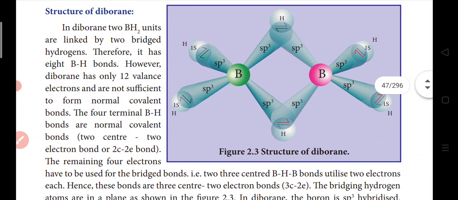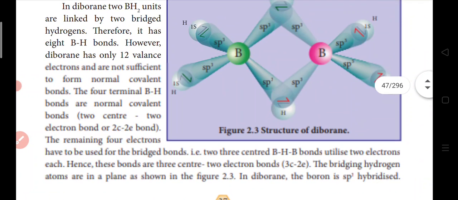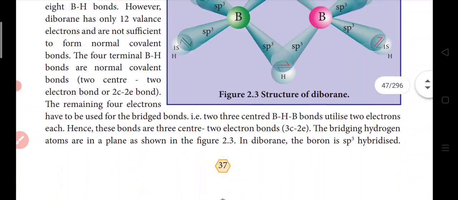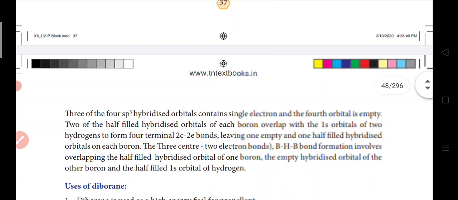If they ask this answer in a 5 mark or 3 mark question, you have to draw the structure neatly. All the bonds are sp3 hybridized and you have to show each hydrogen, bridged hydrogens and inside electrons, all the spin of the electron, all things should be shown very clearly. 3 of the 4 sp3 hybridized orbitals contain only single electron and the 4th orbital is empty.